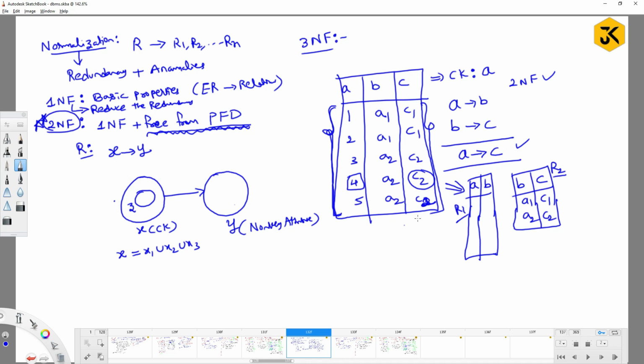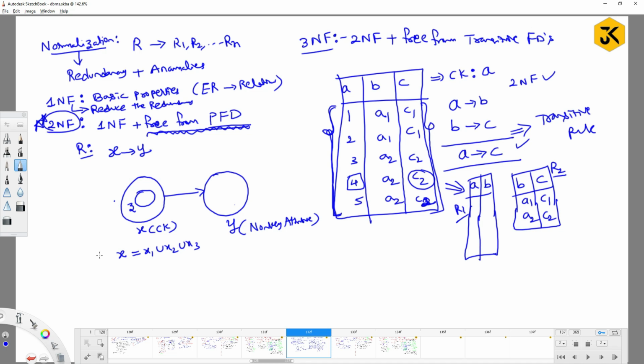But if you observe clearly, this example shows there is a redundancy, right? So this redundancy means this kind of rule is what? Can I say that it is the transitive rule? Transitive rule, I can say. So 3NF means it has to at minimum follow the principles of 2NF, and also it has to be free from transitive functional dependencies. Then I can say that it is in 3NF.